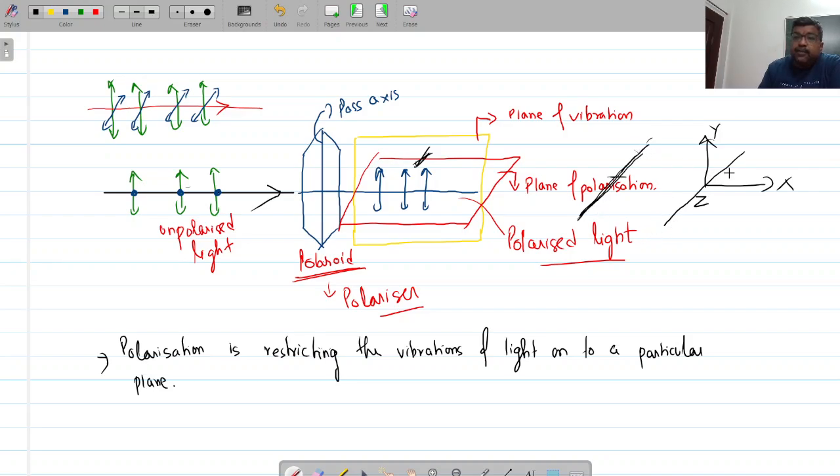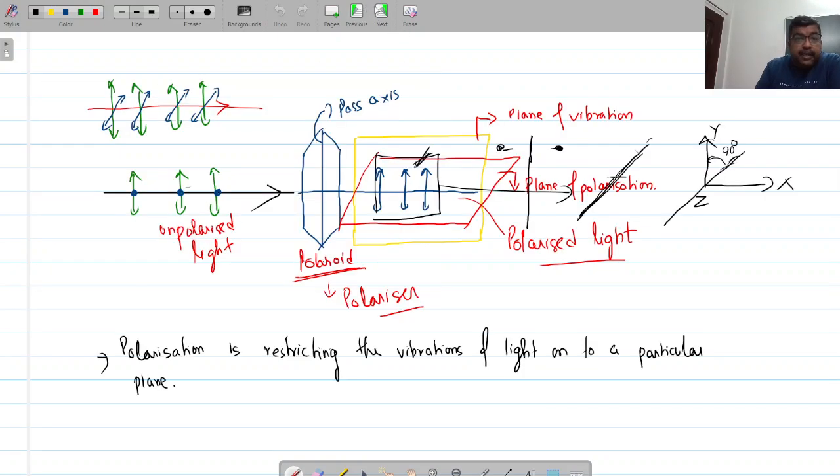Now if I rotate this Polaroid through 90 degrees, the pass axis will be parallel to these vibrations and these vibrations will be able to pass through and you will get the same intensity, meaning to the left of the Polaroid and to the right of the Polaroid you will get the same intensity. So that is what is explained here.